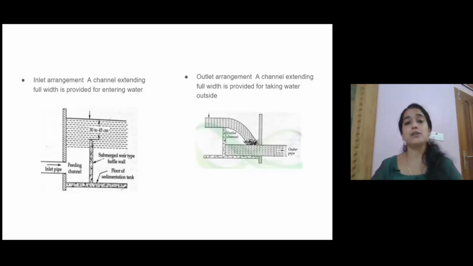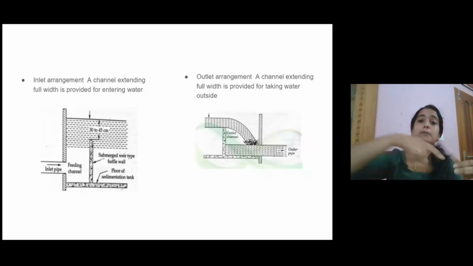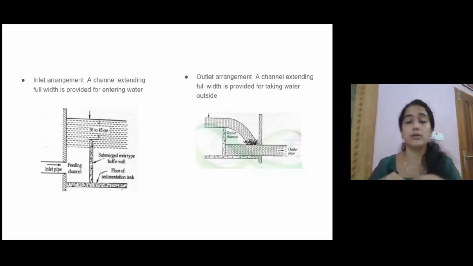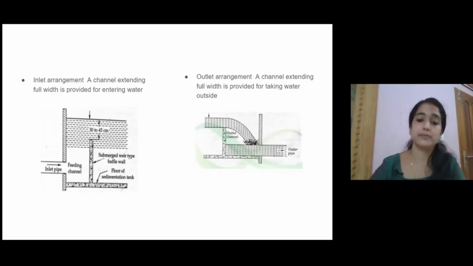In the case of a circular tank, the outlet will be at the periphery of the circular tank, and throughout this periphery, that is the perimeter of the circular cross section, the outlet channel is provided, and through this the clarified water is collected.